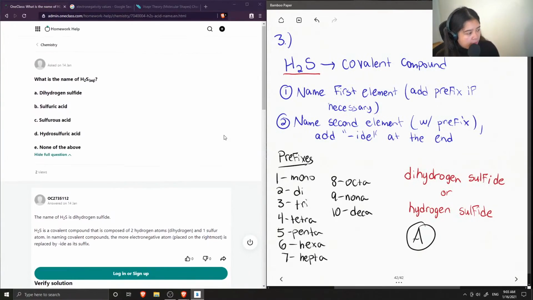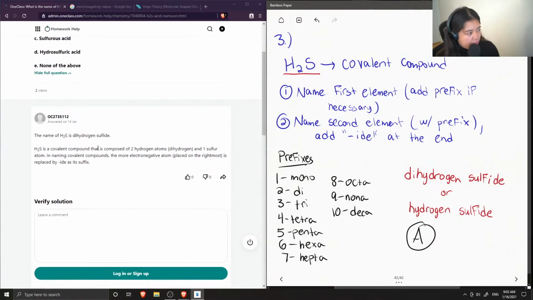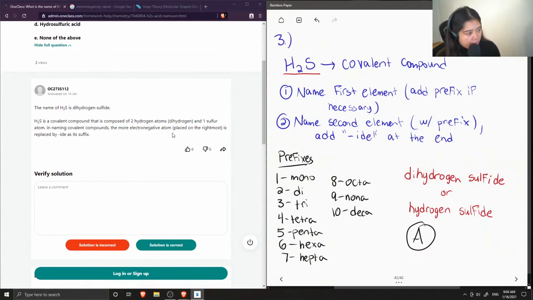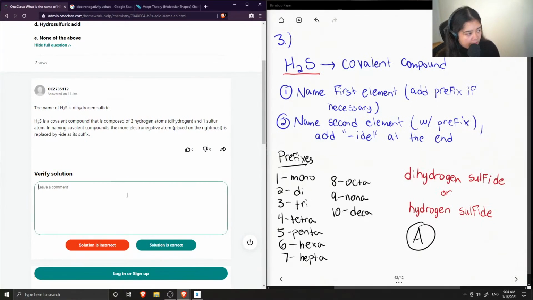And the junior tutor said that the name of H2S is dihydrogen sulfide. H2S is a covalent compound that is composed of 2 hydrogen atoms and 1 sulfur. In naming covalent compounds, the more electronegative atom, placed on the rightmost, is replaced by "ide" as its suffix. Okay, so this solution is correct.